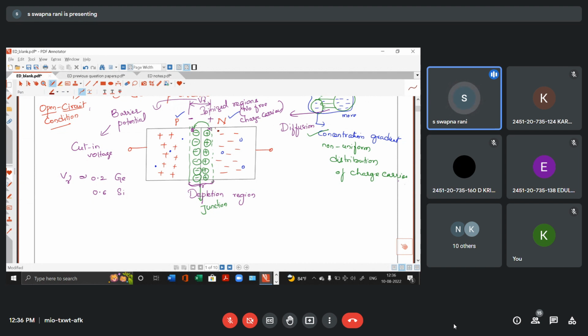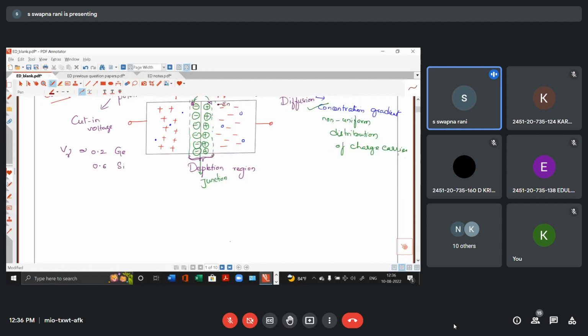When further electrons try to diffuse, the electron is a negatively charged particle. This negatively charged electron from the n side faces the barrier potential, with a negative potential on the p side and a positive potential on the n side. So when an electron tries to enter the p side, this negative charge and that negative charge will repel.